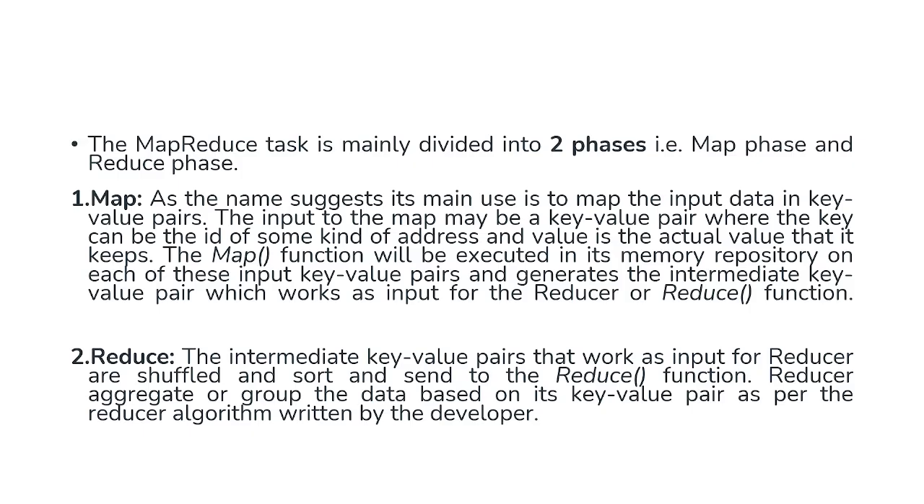It will send the output to the reducer phase. The intermediate key value pair works as an input for the reducer, and it gets shuffled and sorted to be reduced by using the reducer function, which is the input function of the MapReduce algorithm. The reducer will aggregate or group the similar data based on the key value pair as per the reducer algorithm.